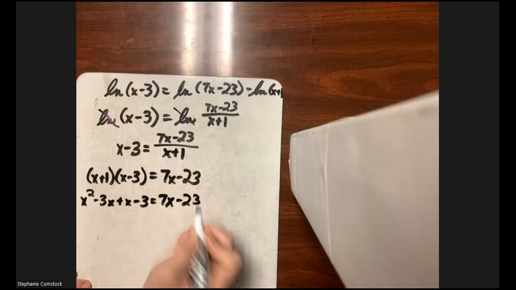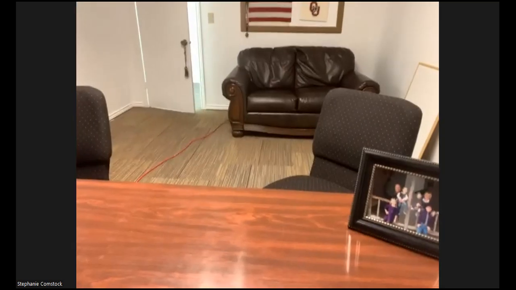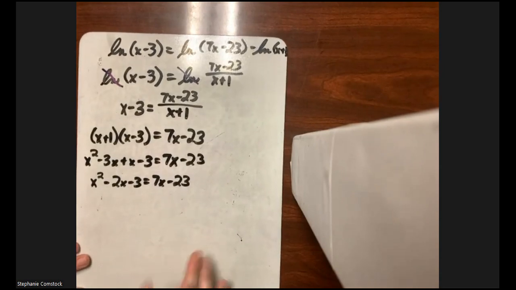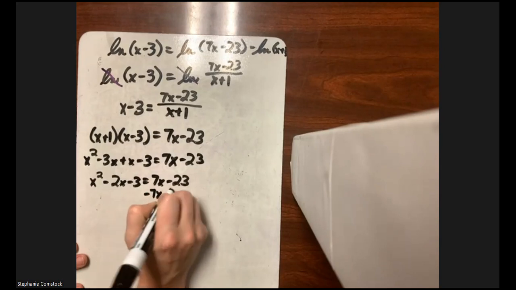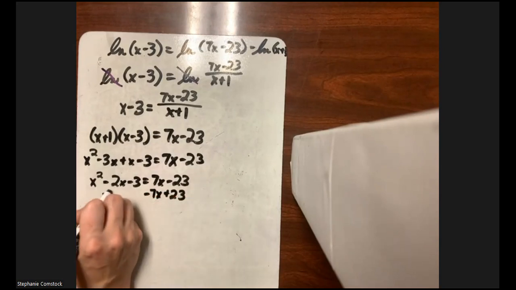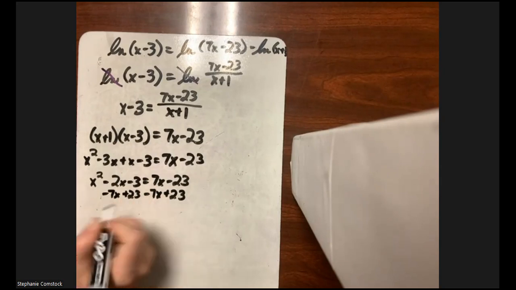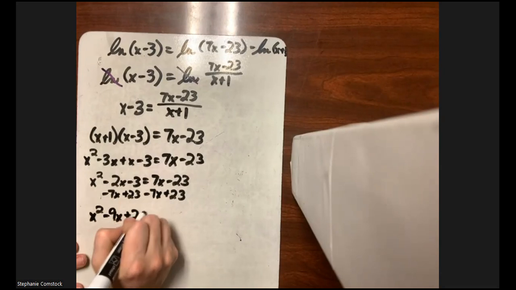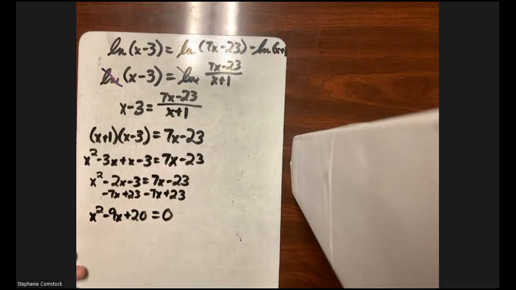I am going to want to get all of this combined over to one side. I'm going to need to get this combined over to one side. So I'm going to subtract the 7x and add the 23. Subtract the 7x and add the 23. It's going to be plus 20 equals 0. Again, looking very quadratic-ish here now, so you can use whatever technique you like.